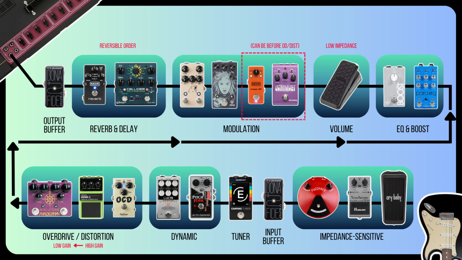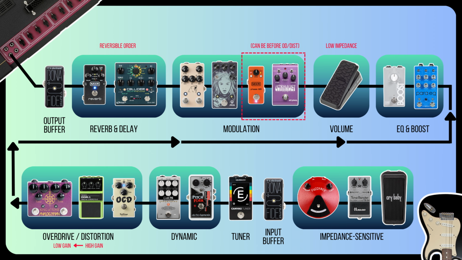So let's do a recap. From our guitar, we feed into our impedance-sensitive pedals that need to be before a buffer. If you don't have any on your board, then you're going to feed directly into your input buffer, which would be next. From the input buffer, you feed into your tuner. From the tuner into your dynamic pedals. This would include your compressors, your filters, your wahs, your pitch shifters.